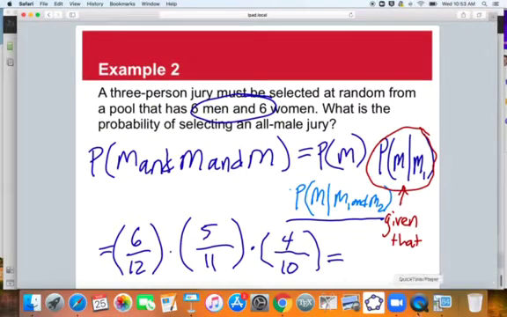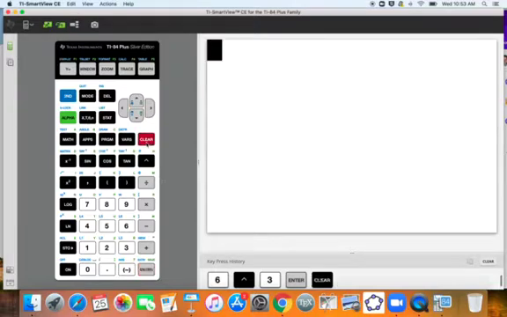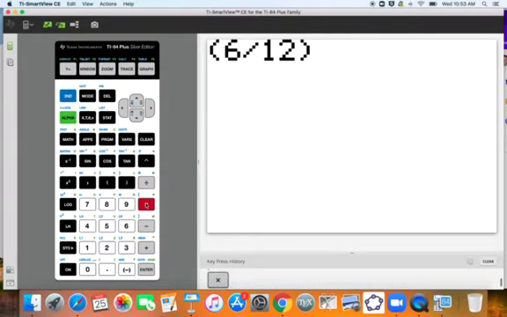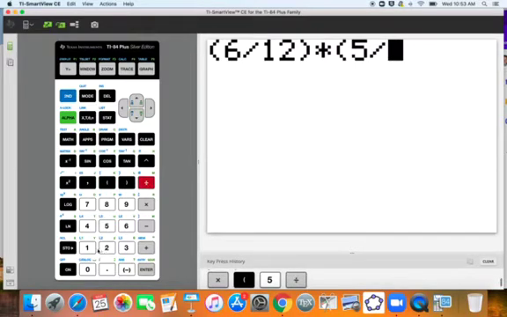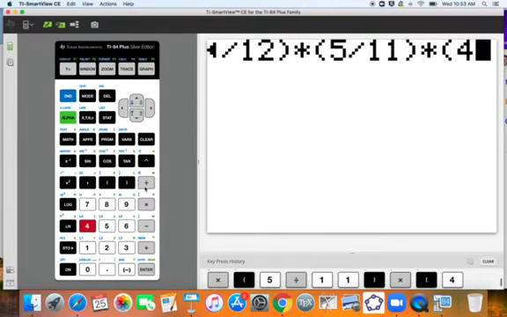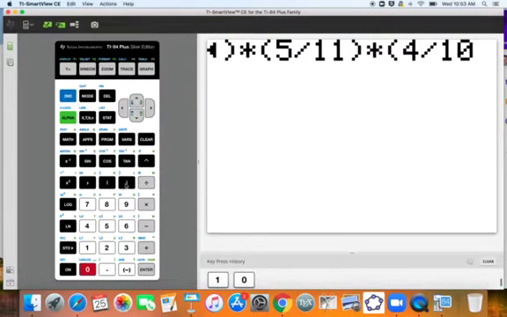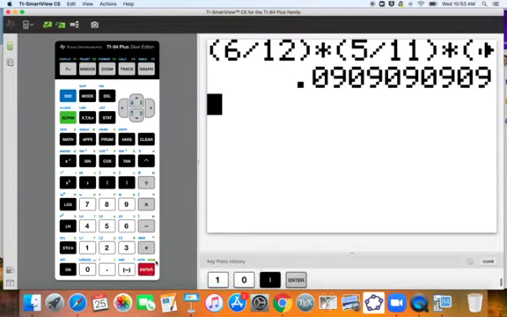So let's go to my calculator. We'll just enter that in verbatim. So 6 out of 12 times 5 over 11 times 4 over 10. All right, and that gives me about 0.09. So I'm just going to use my approximation and say that that's about 0.09, or a 9% chance that that would happen randomly.